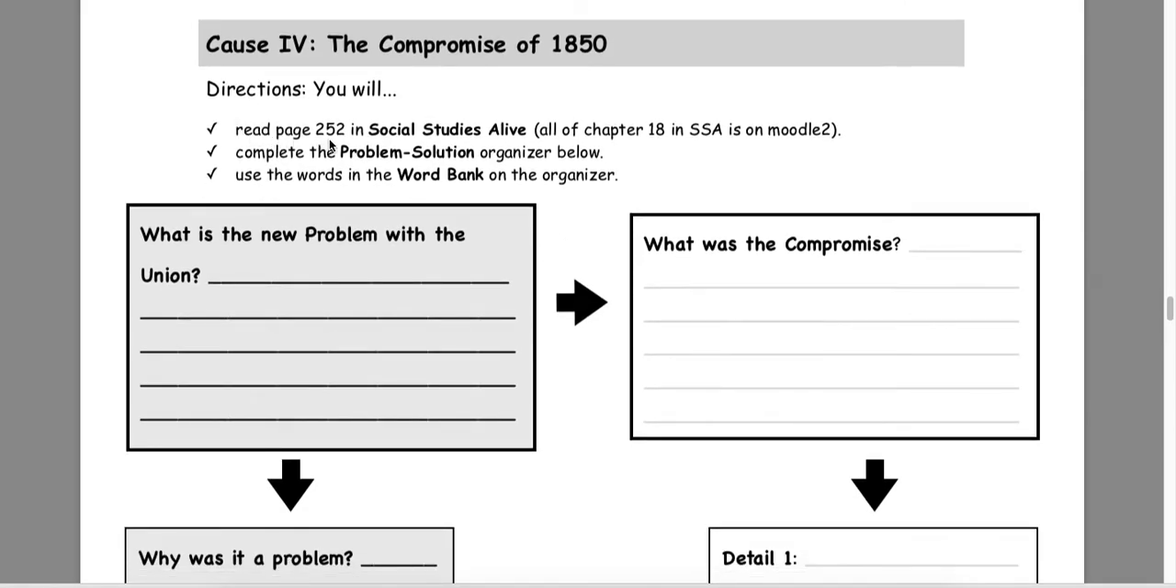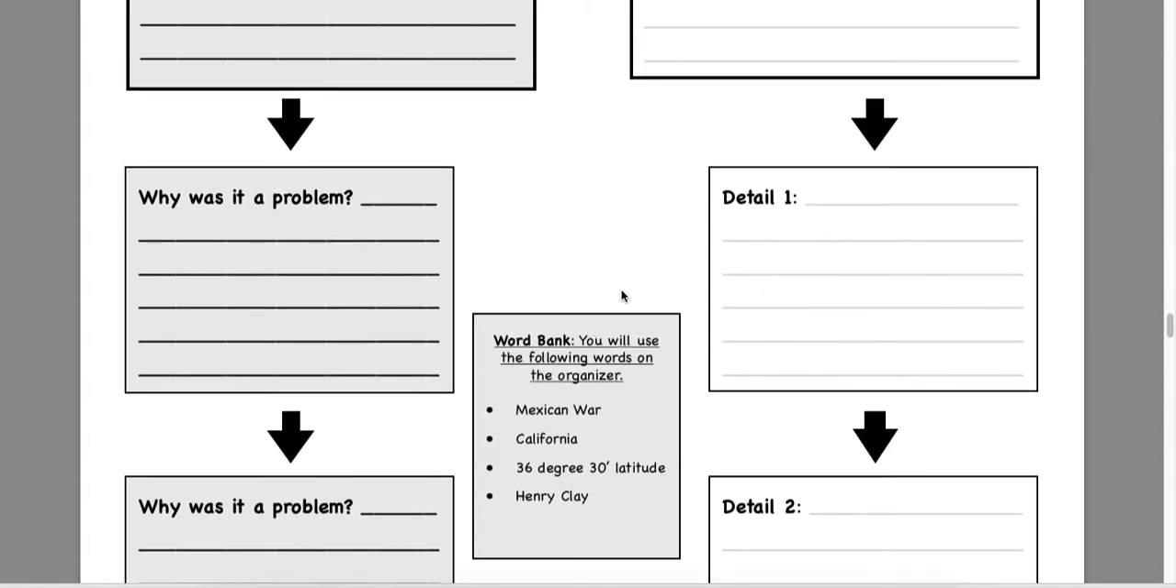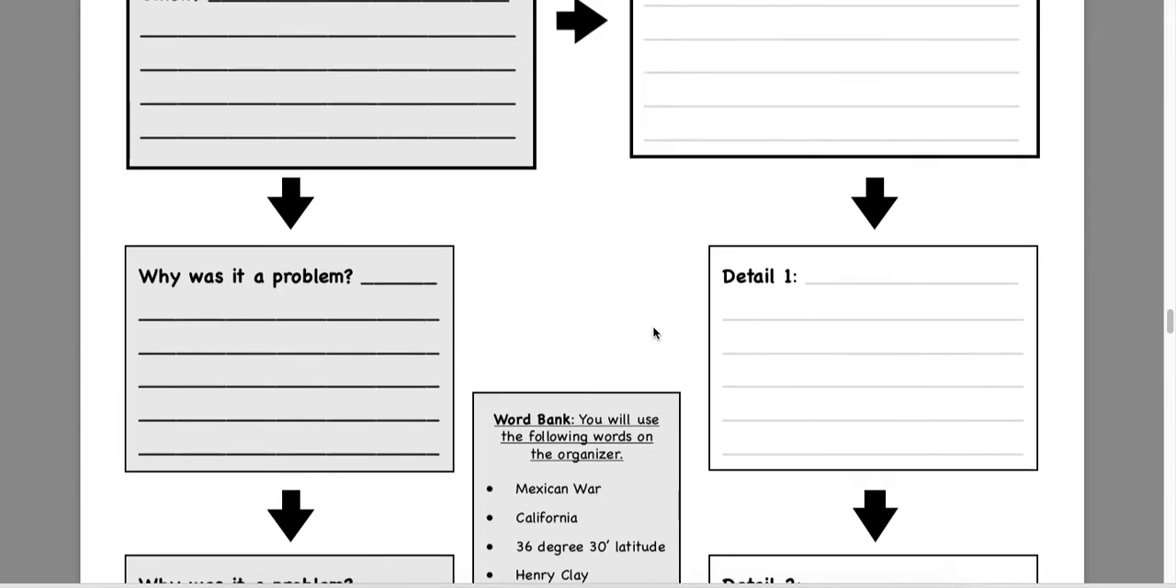You're going to be reading page 252 in the Social Studies Alive textbook. There is a PDF of that online on Google Classroom. You'll be completing this problem solution chart below, and you need to use the word bank. Here's our word bank: Mexican War, California, 36 degree 30 latitude, and Henry Clay. These four terms need to be included somewhere in this organizer.